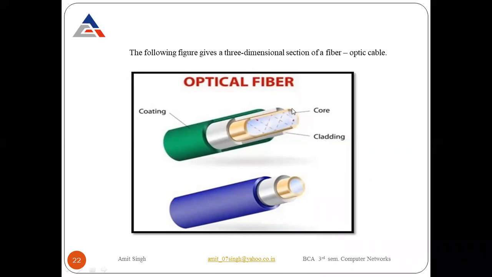And outside, it is covered by some other material that is called the coating, or you can also say the jacket. The main idea of this coating or jacket is to prevent it from physical damage and to prevent outer waves from entering that particular fiber. So this is all about the fiber optic, or you can say the optical fiber cable.